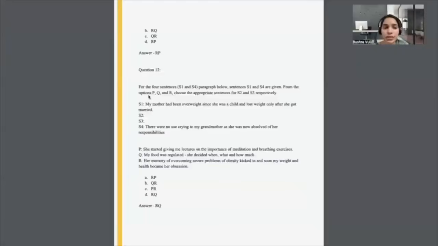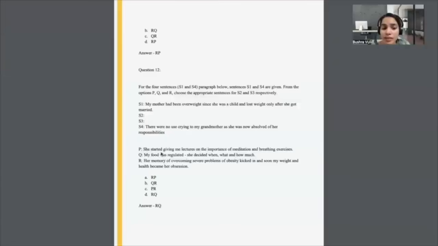Answer is D. Okay. Same again, four sentences are supposed to be written here. S1 and S4 are given. S2 and S3 should be chosen from PQR. My mother had been overweight since she was a child and lost weight only after she got married. Now, we are talking about my mother. As per the cheat code, it's going to start from her pronoun. Pronoun is she because mother is a she. So the correct answer is going to be either she or her. You have to choose from P or R. Let's look. She started giving me lectures on the importance of meditation and breathing exercise.